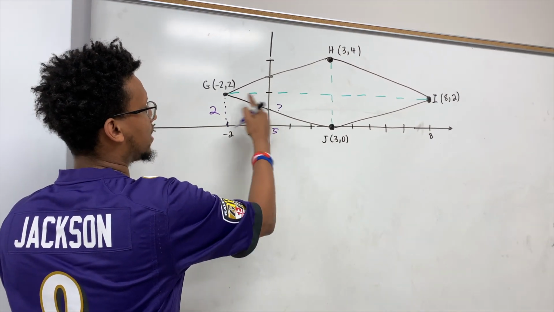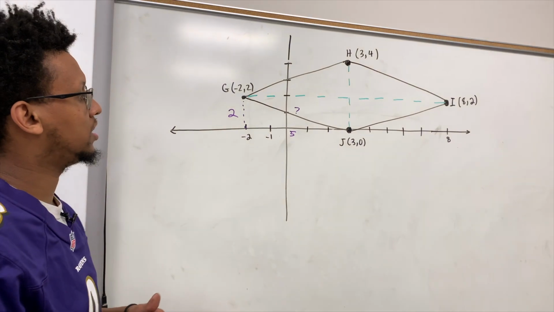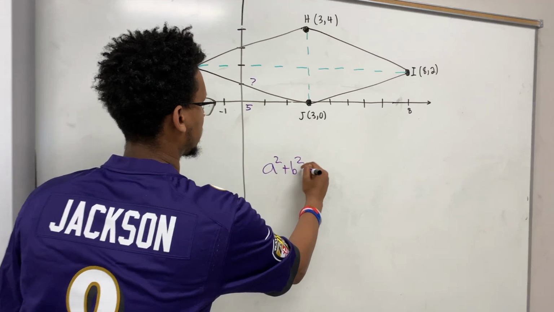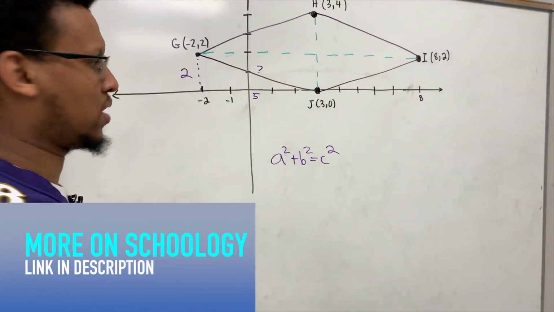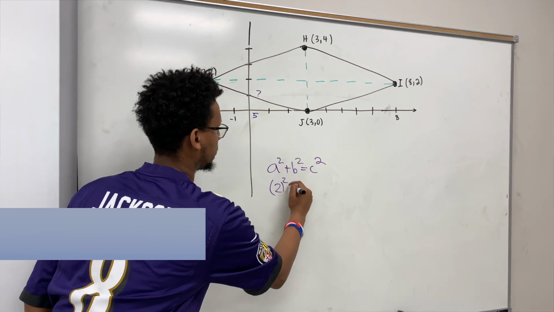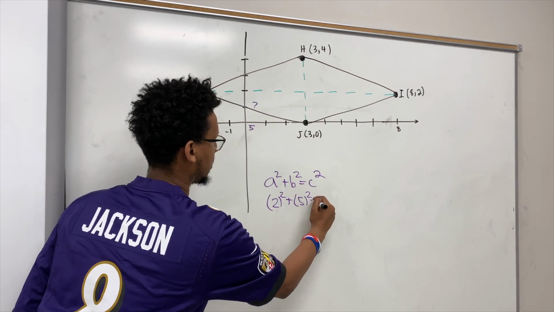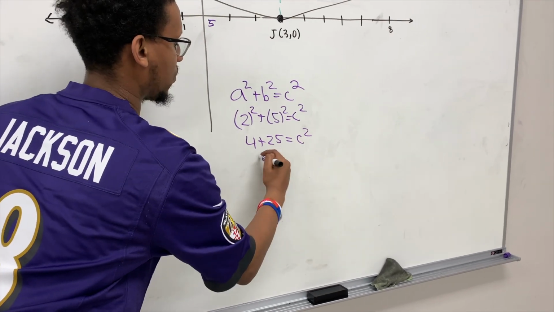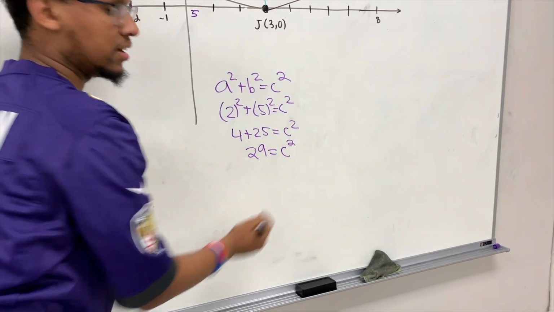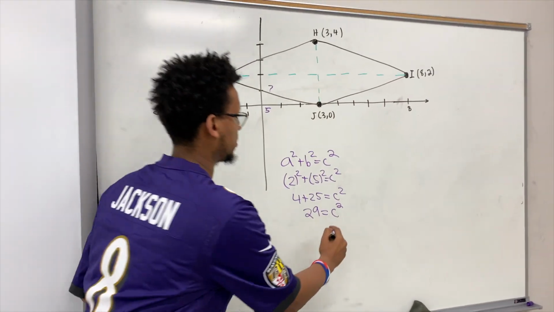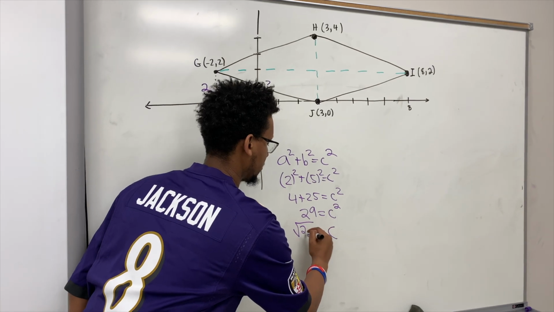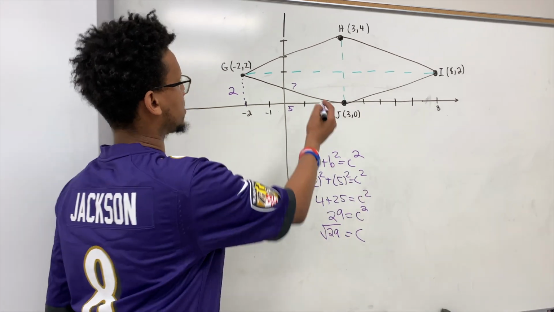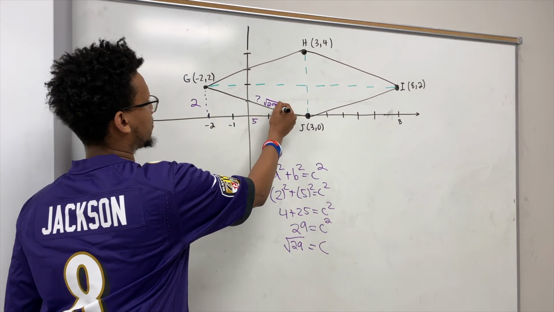Your goal is to find out what GJ is. So we're going to do a squared plus b squared equals c squared. And you will find out that you will get 29 equals c squared, and just take the square root, which is just going to give you square root of 29. So the square root of 29 is a little longer than 5, but that's fine. We'll just write square root of 29.